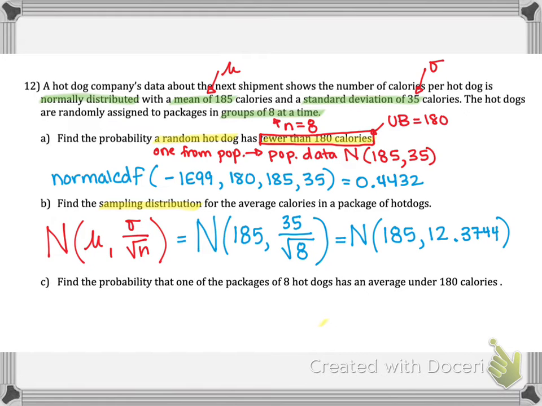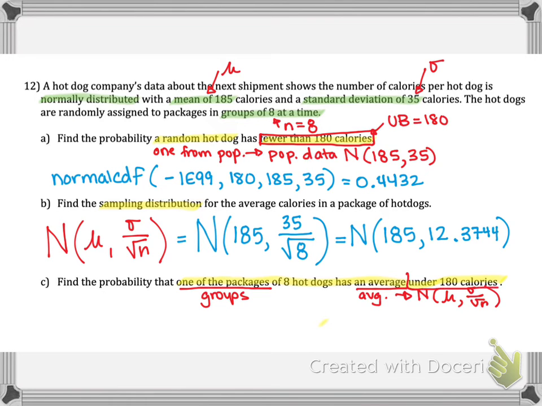So right now, we have one final question to answer, and we want to check the language. Are we going to talk about the sampling distribution, or are we going to talk about the population? So it says, find the probability that one of the packages of 8 hot dogs has an average under 180 calories. So here we have one of the packages, so that's one of the groups, has an average. So we're referring to the group average, which means we want to use our sampling distribution. So I'm going to just make a note that this means we would use the sampling distribution.